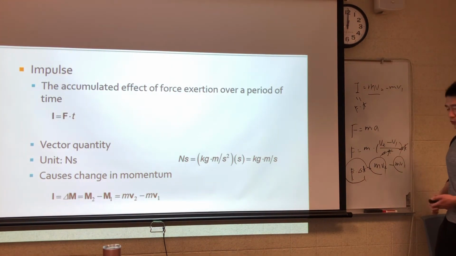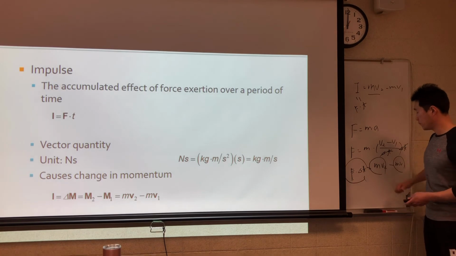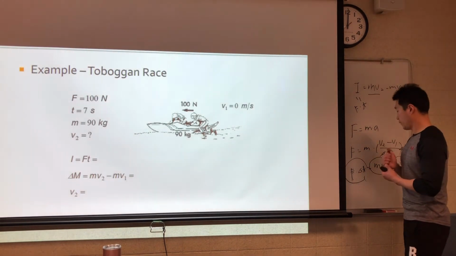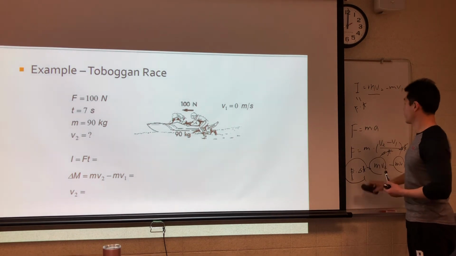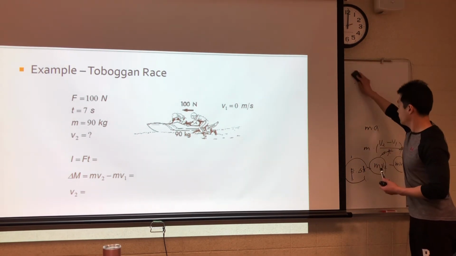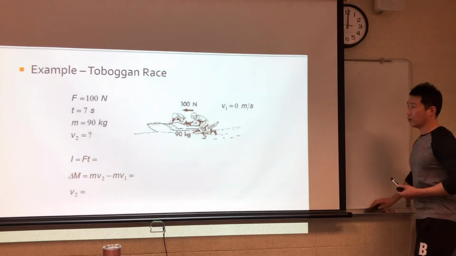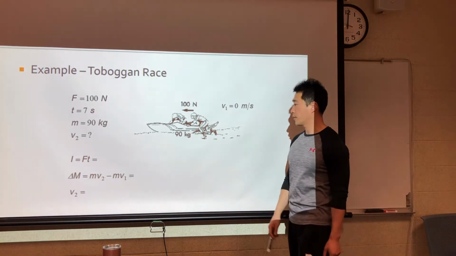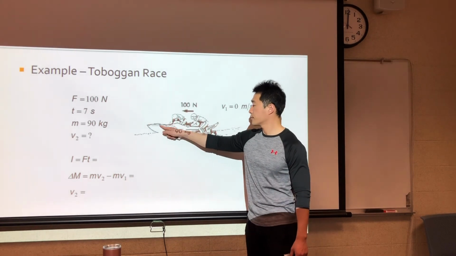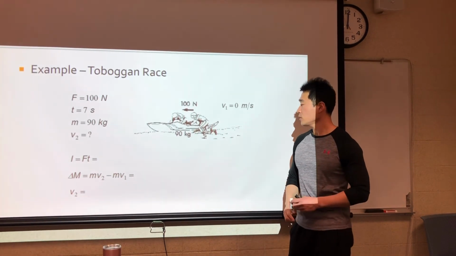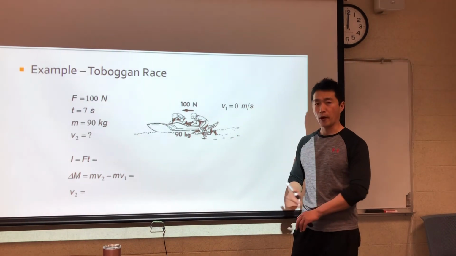That's why these two are close to each other. Momentum was changing, linear momentum. That's one example of the relationship between momentum and impulse here. So we have a toboggan race example here. This is how they generate impulse to the toboggan.